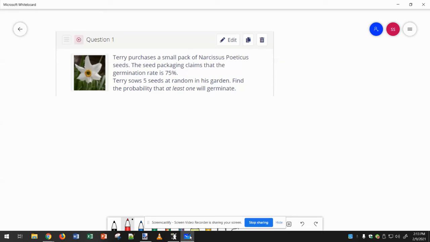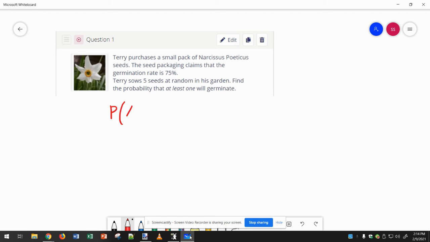Terry purchases some flower seeds here, and the packaging claims the germination rate is 75%. And Terry sows 5 seeds at random. Find the probability that at least one will germinate.